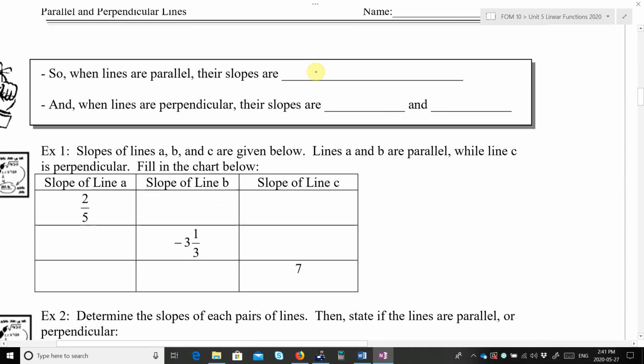When lines are parallel, their slopes are equal. That's pretty easy. And when lines are perpendicular, means they meet at a 90-degree angle, their slopes are opposite and reciprocal. Okay, so we could think of it as opposite signs, one positive, one negative, and reciprocal, which means flipped fraction.